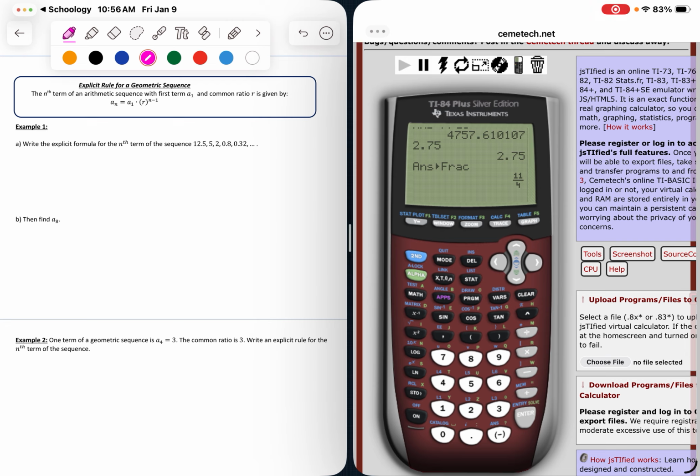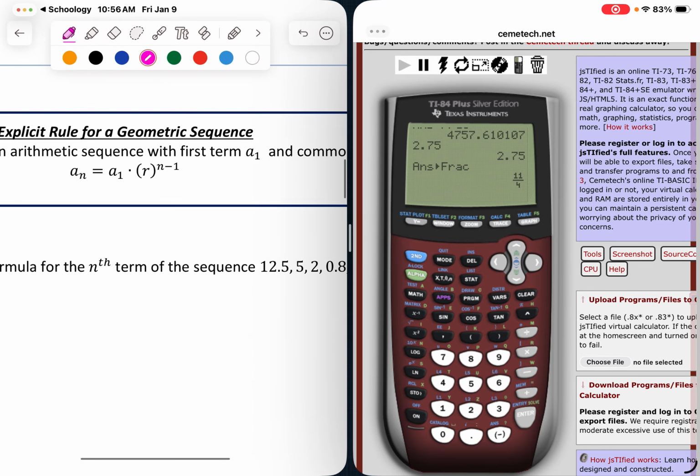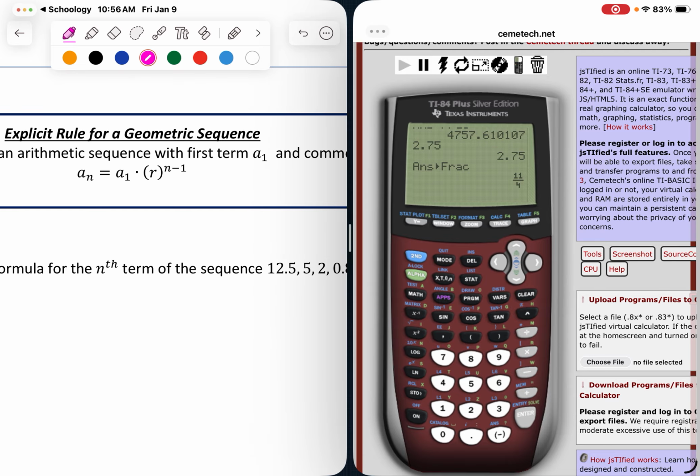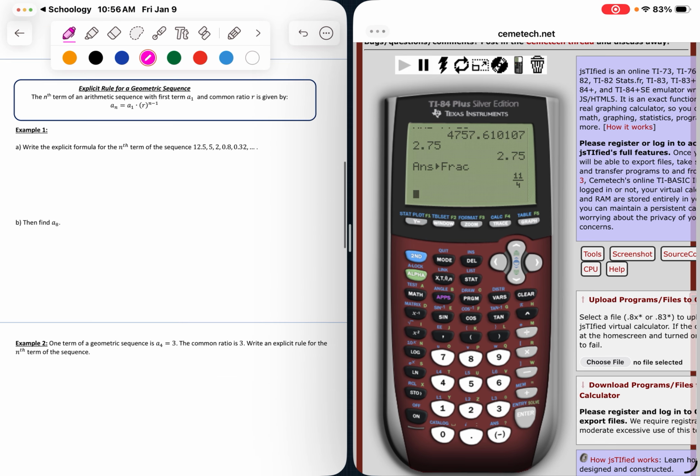So now we're going to learn how to write an explicit rule, or an explicit formula, for a geometric sequence. In order to write a rule, you're going to need 2 things. You need the ratio, the common multiplier, and you need the first term, because that's what's in the formula. Once you have that, you can write your rule. a sub n, the nth term, is equal to a sub 1, which is the first term, times r to the n minus 1. Okay, so let's go ahead and do some examples here.